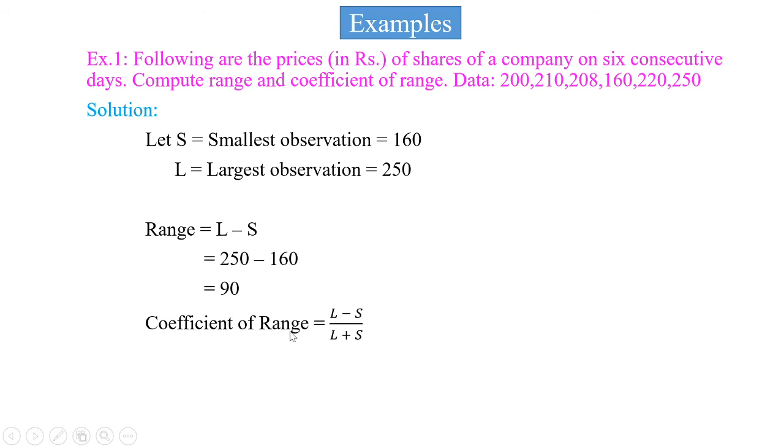Therefore, coefficient of range is equal to L minus S divided by L plus S. We put these values in this formula and we get L minus S is equal to 90 and L plus S is equal to 250 plus 160 is equal to 410. Therefore, 90 divided by 410 is equal to 0.22. So, range is 90 and coefficient of range is 0.22.